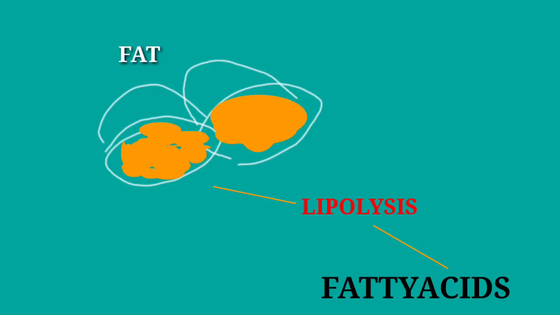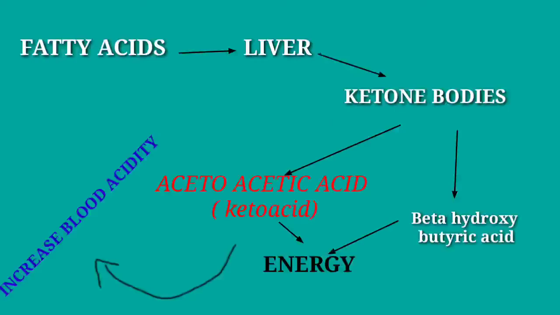Suppose this is a fat cell. Fats undergo lipolysis, and upon lipolysis they produce substances called fatty acids, and these fatty acids reach the liver. In the liver, these fatty acids are converted into what are called ketone bodies. These ketone bodies include acetoacetic acid, which is also called a keto acid, and the next one is beta hydroxybutyric acid.